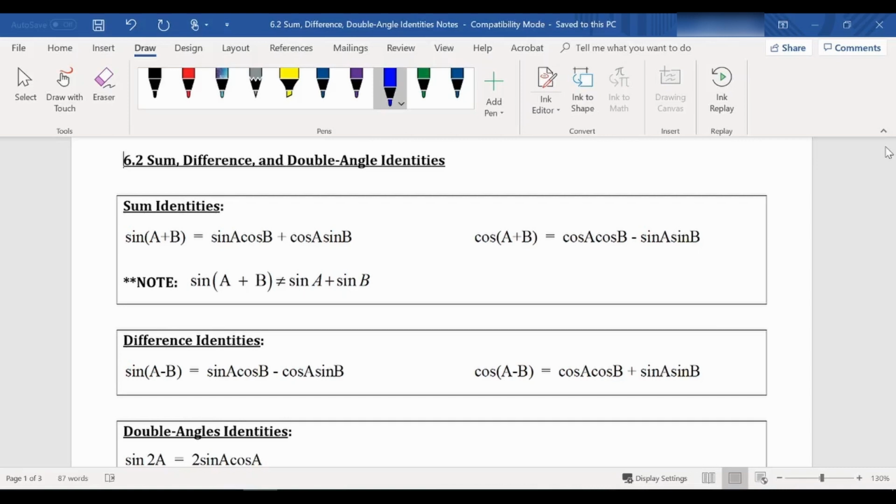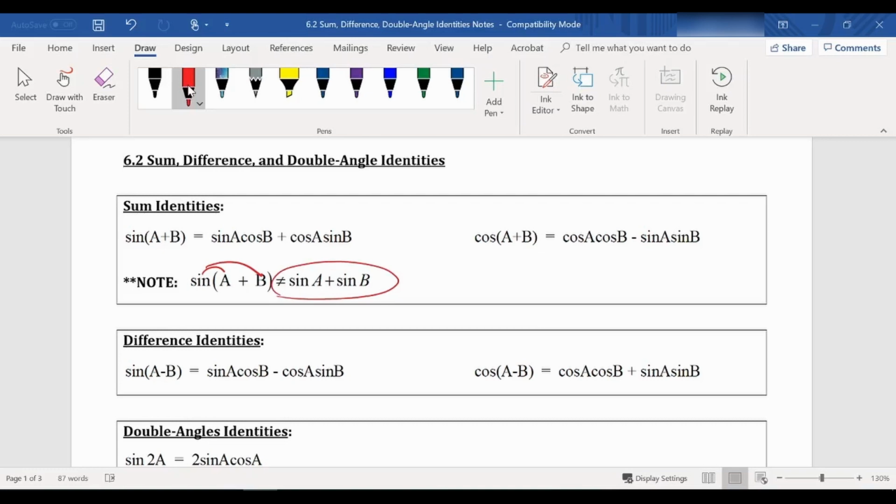So one thing about your sum and difference identities: please note that you cannot distribute the sine or the cosine into the brackets. Sine or cosine are not variables. You cannot distribute them in. They are not numbers. Okay? So you cannot do this. This does not work. Not true. Don't do this.